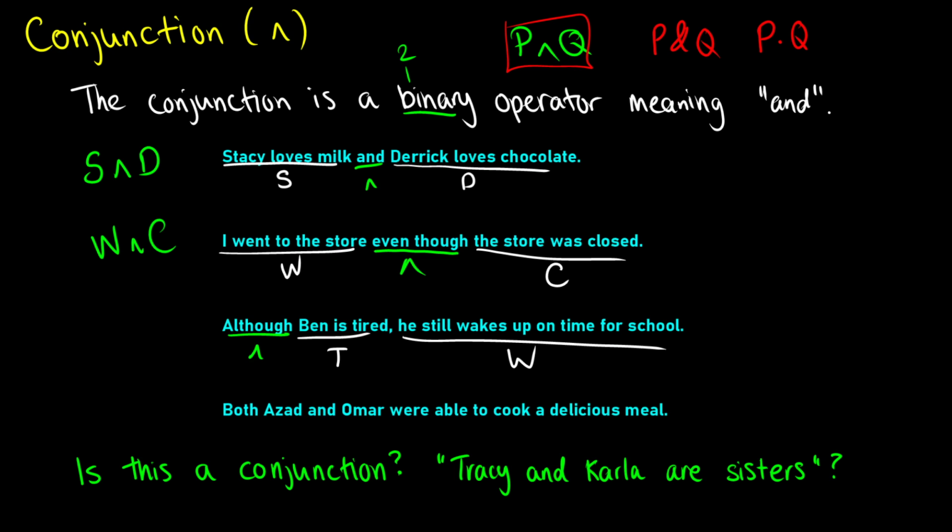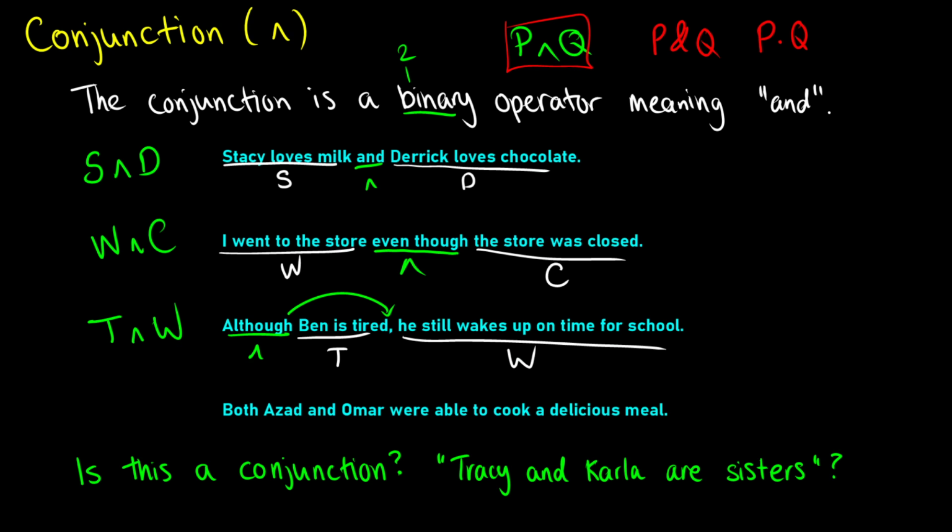Well, we can paraphrase this. We could say, Ben is tired, although he still wakes up on time for school. So even though "although" is out front, we could still paraphrase it and put it in the middle. So we can translate this sentence as T and W. Ben is tired, and he still wakes up on time for school.